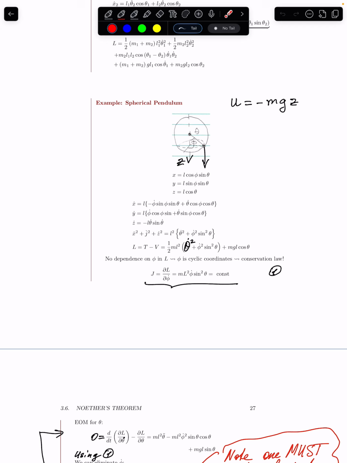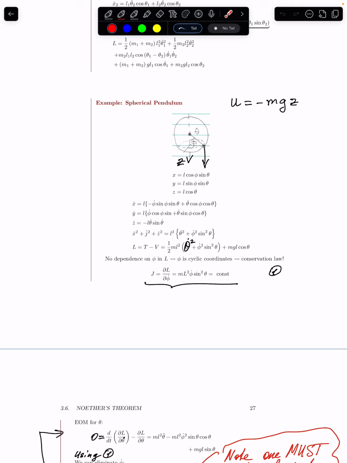Now we have the degrees of freedom: we have theta, we have phi. In this case, phi dot squared enters into the kinetic term, and we also have a theta dot squared. We can immediately notice that there is no dependence on phi in this Lagrangian. So the Lagrangian is phi independent. It only depends on the velocity phi dot. Therefore phi, as we learned last time, is a cyclic coordinate, or ignorable, and we can write the corresponding conservation law.